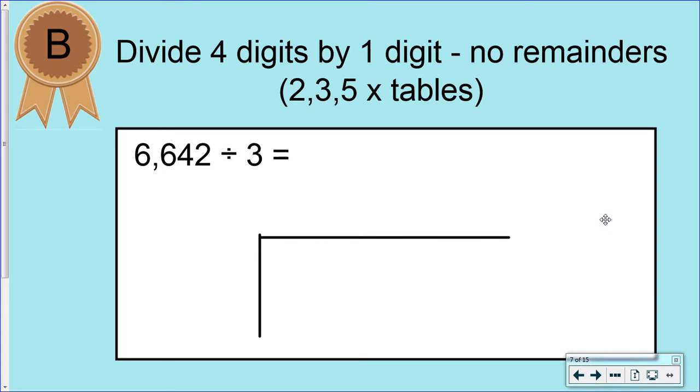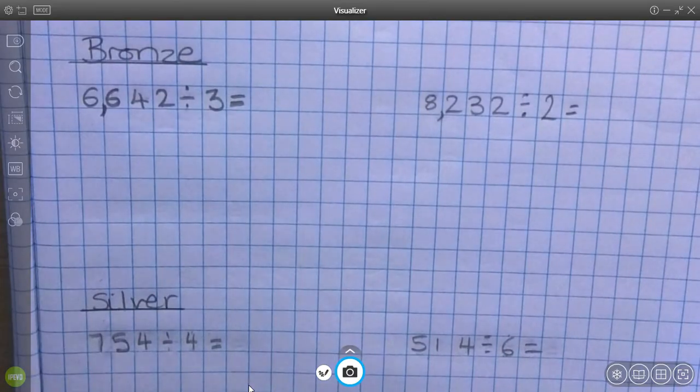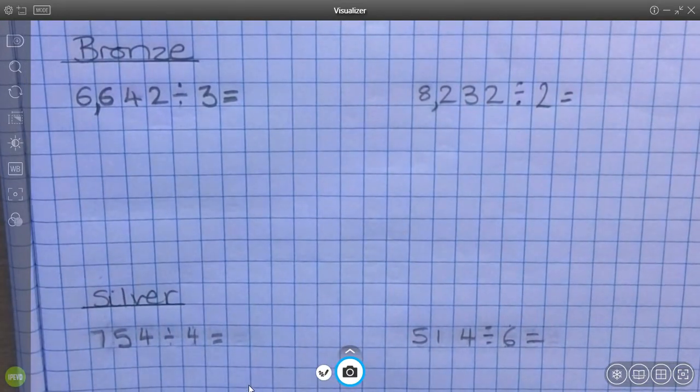So dividing a 4-digit number by a 1-digit number with no remainders, and you're only going to be looking at the 2s, 3s, 5s, and I think the 4s. The 4s will be in there maybe a couple of times as well. So they're the only times tables that you're going to be using to divide by. So let's have a look at this question. I'm going to model it into my book. So I've got it as a number sentence at the moment.